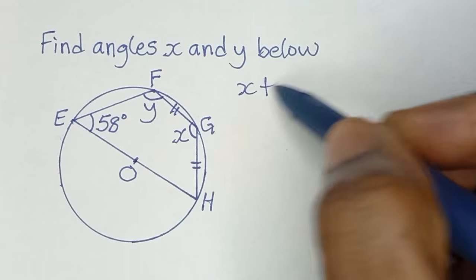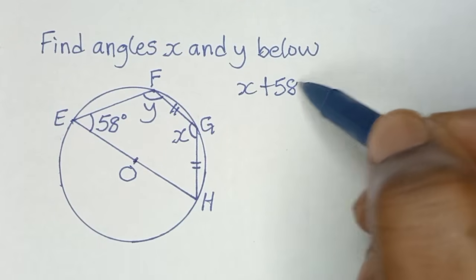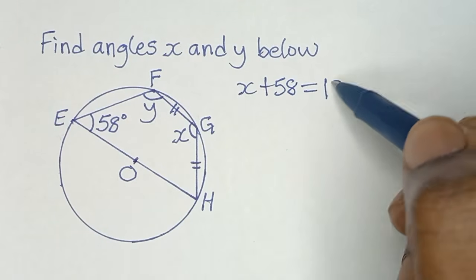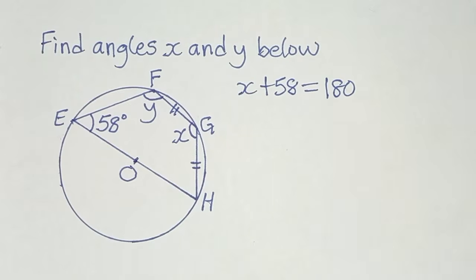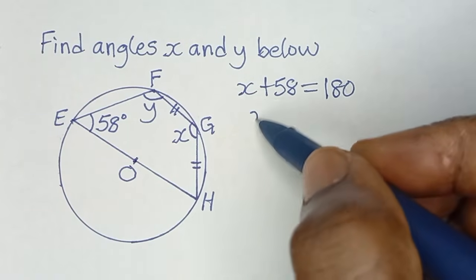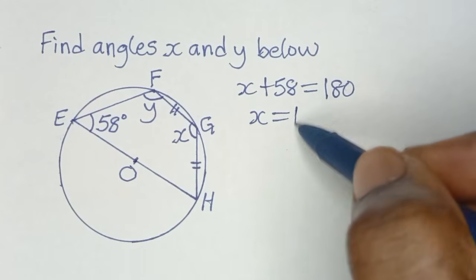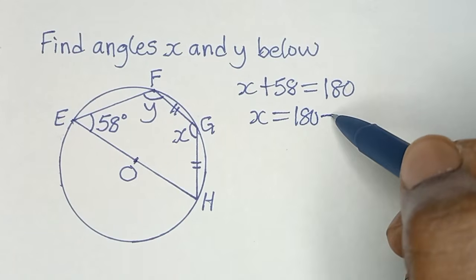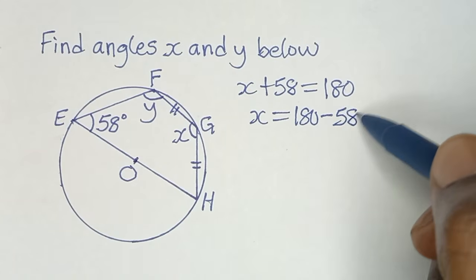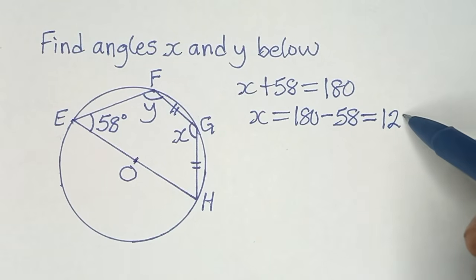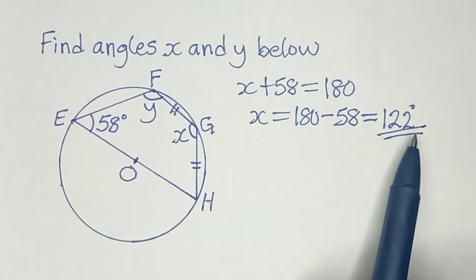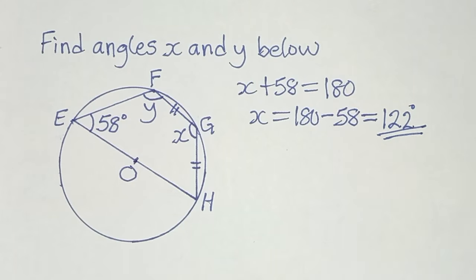So x plus 58 is equal to 180 degrees. Opposite angles are supplementary. So from there, I can get the value of angle X as 180 minus 58, and that will give me 122 degrees. So angle X is 122 degrees. Now, let's move on to angle Y.